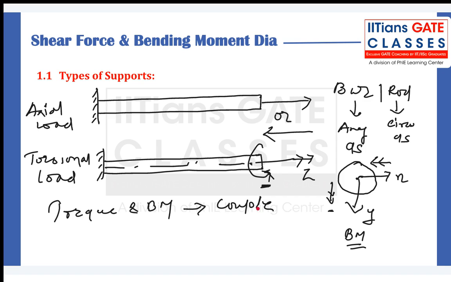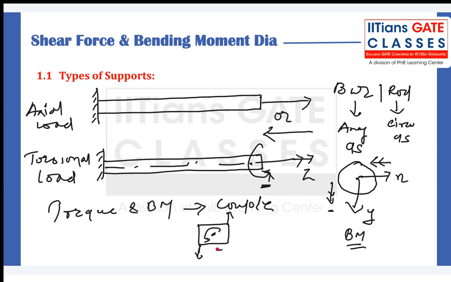Couple means suppose you have this cross section and if you apply loads like this, it will create a couple, right? Yes or no? So this is a torque. In the same way, you have this about the cross section, right? Now this is a beam, right?